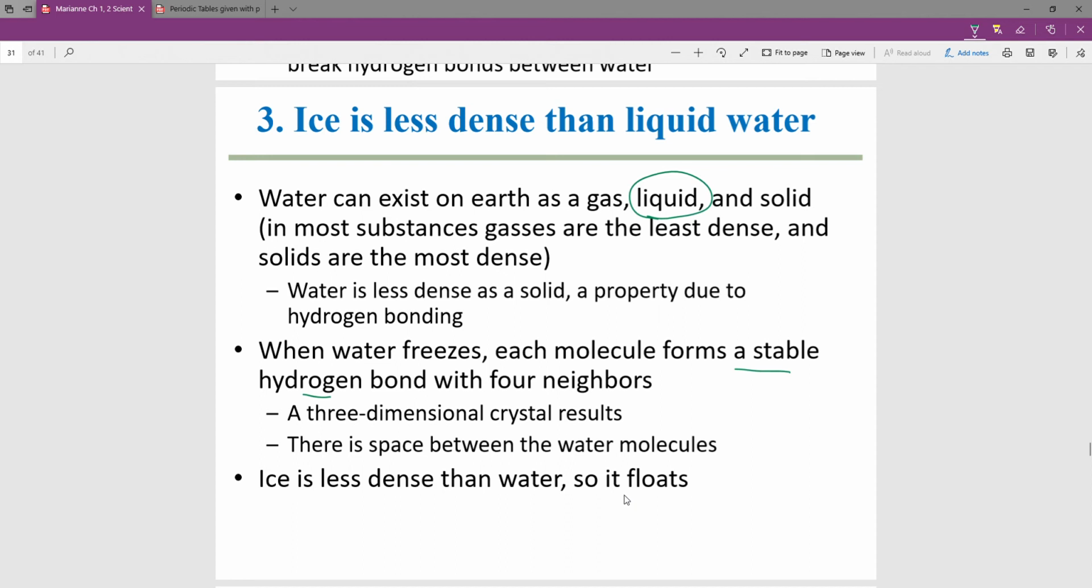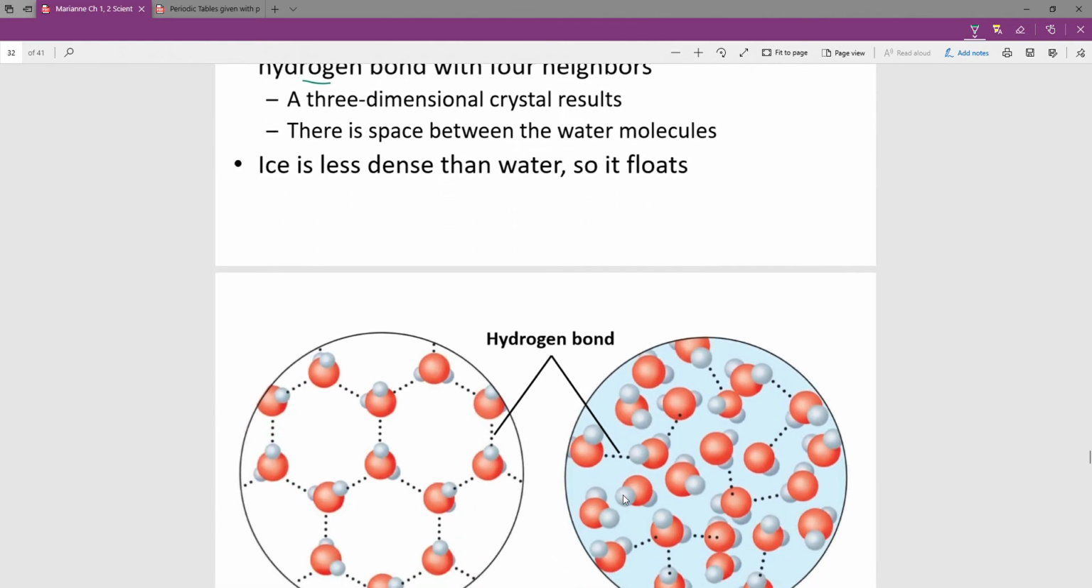There's more space between the water molecules, and so ice is less dense than water and it floats. So again, with this one, the words are fine, but I love the picture. So this is the idea.